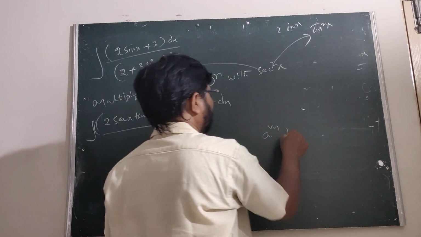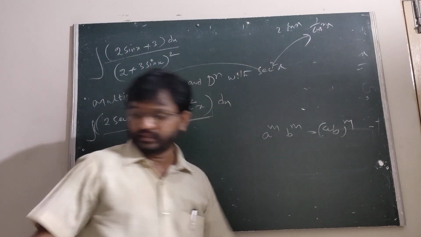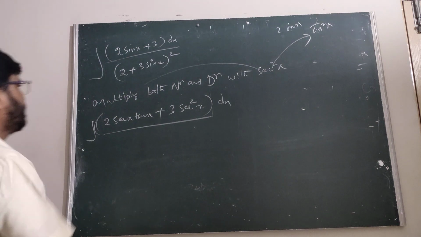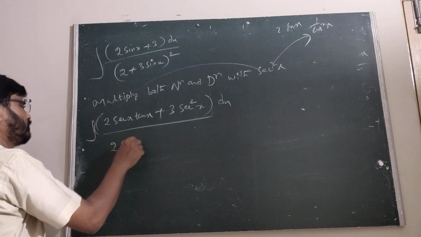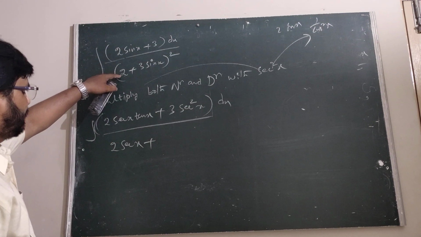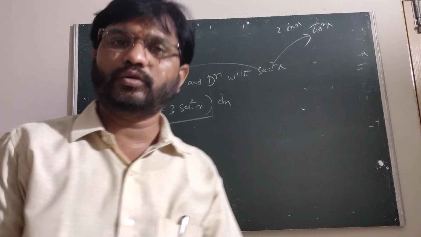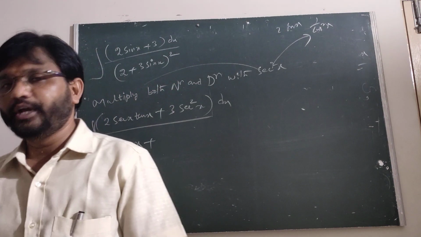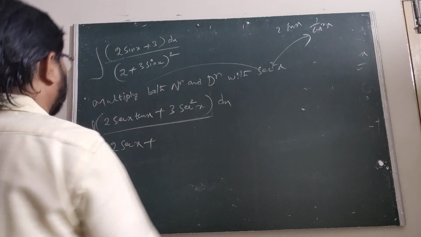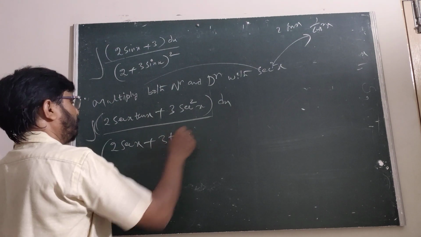A power m, b power m is the a into b whole power m. Like this, secant square x, that means 2 secant x. Now here the 2 into secant x, here 3 into sin x into secant x. We know that the secant x is the reciprocal of the cos. Therefore now this is 3 into tan x, 3 into tan x upon whole square.